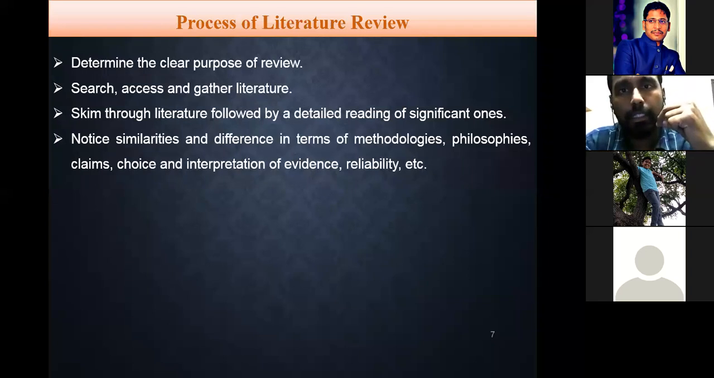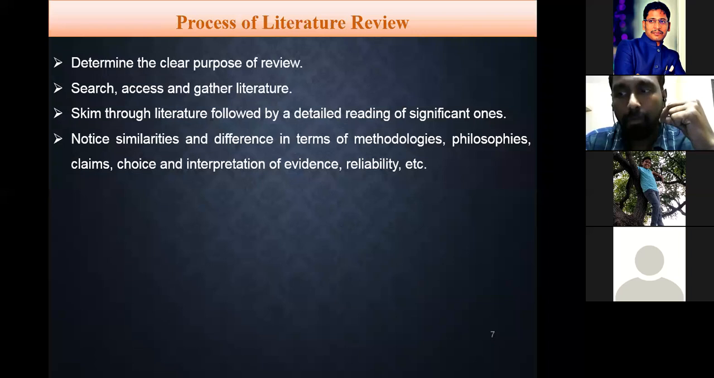Next, notice the similarities and differences in terms of methodologies, philosophies, time and choice, and interpretation of evidences, reliability. It means that whenever you are going to read around 5 to 10 articles, a single author may have published a base work around 5 years before, and the next year he has done extensive research on the future scope of work in upcoming years. So you can see the similarities of the research of the single author for the past 5 to 10 years, and also you can see the same kind of research done by various authors.